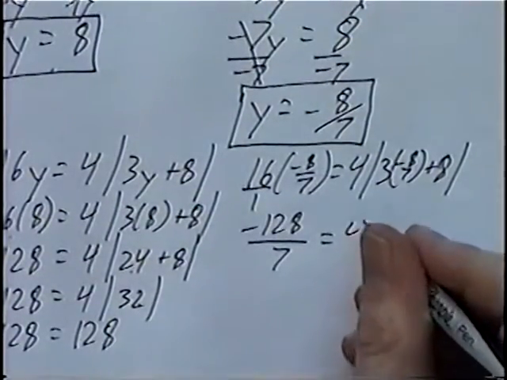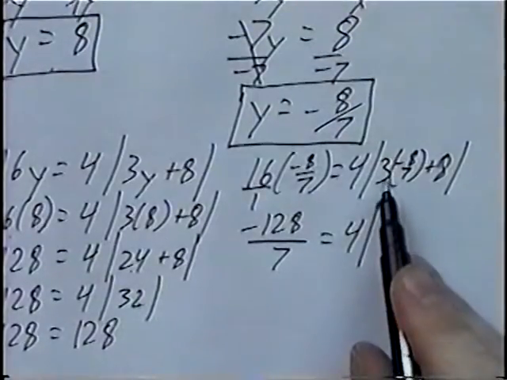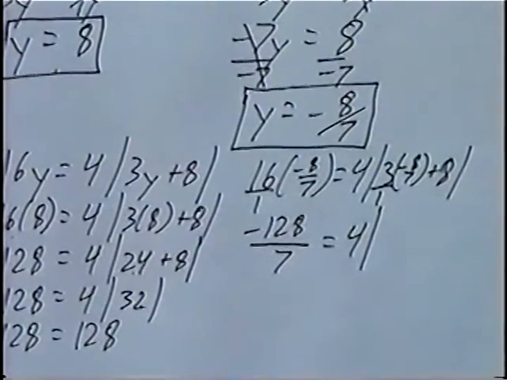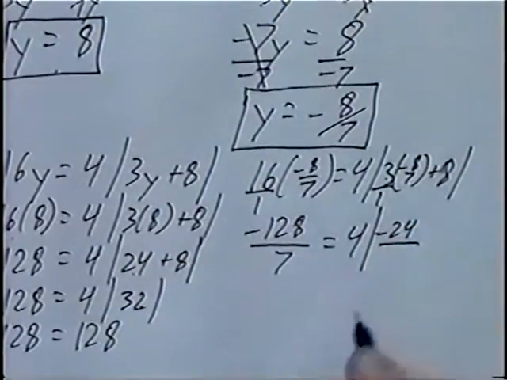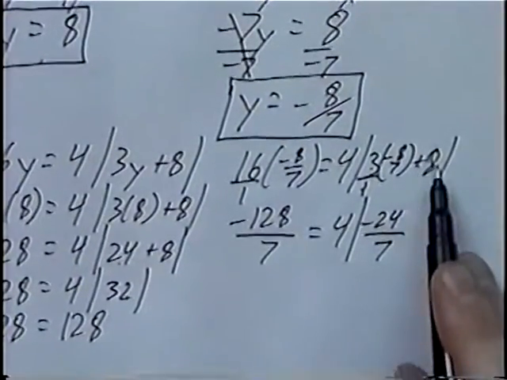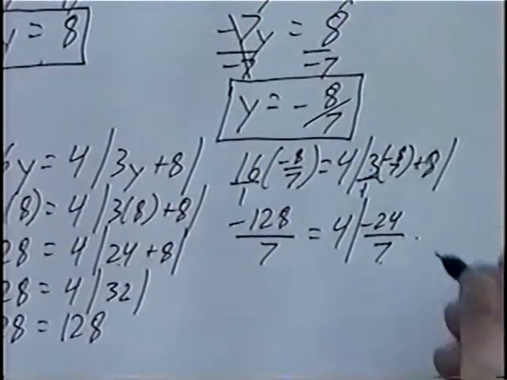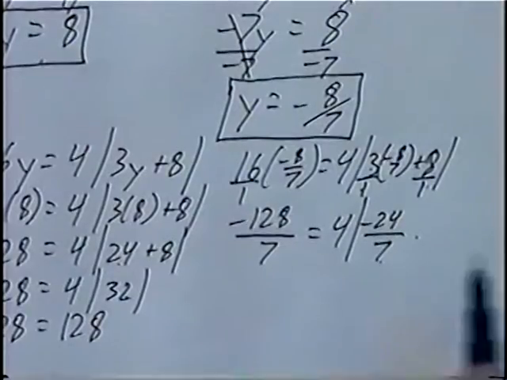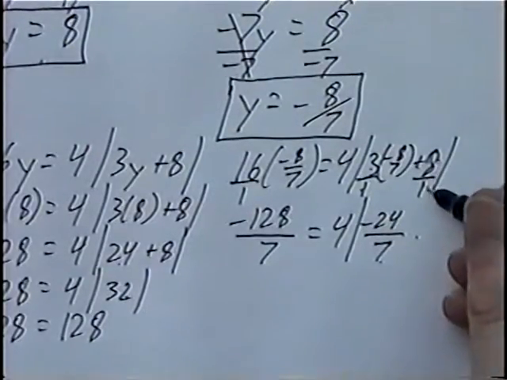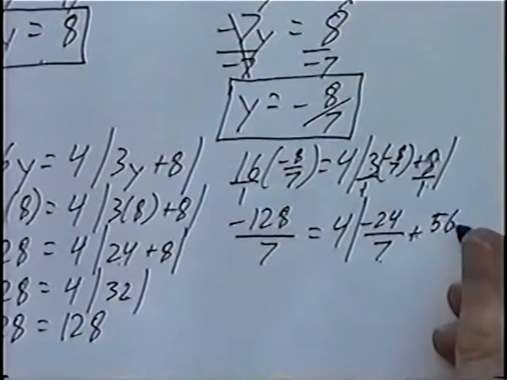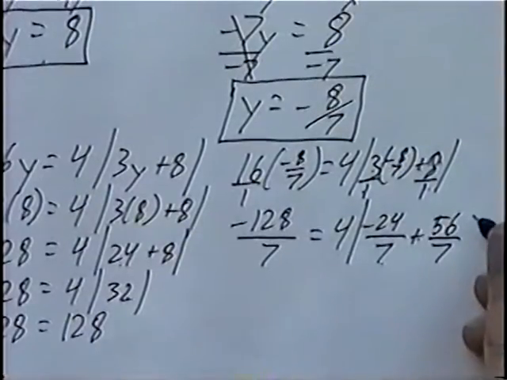The right-hand side, 4 would stay the same. 3 times negative 8 over 7. Again, 3 we can make a fraction by putting a 1 for the denominator. 3 times negative 8 would be negative 24, and 1 times 7 would be 7. Plus 8. Instead of plus 8, we want common denominators for the next step. So the 8 I'll change to 8 over 1. And to get common denominators, we can multiply this fraction by 7 in the numerator and 7 in the denominator. 8 times 7 would be 56, and 1 times 7 would be 7.